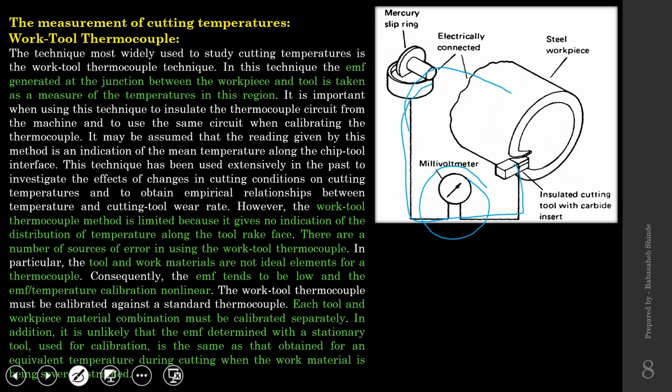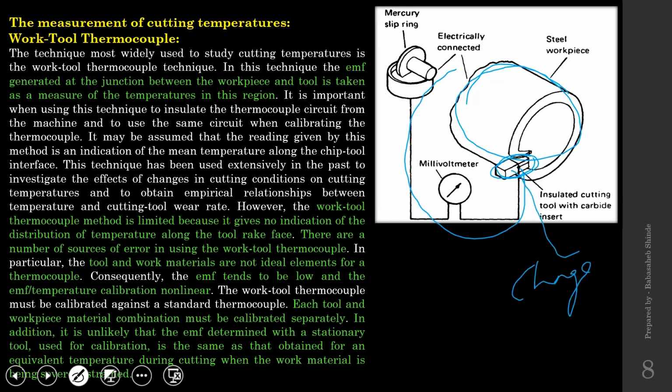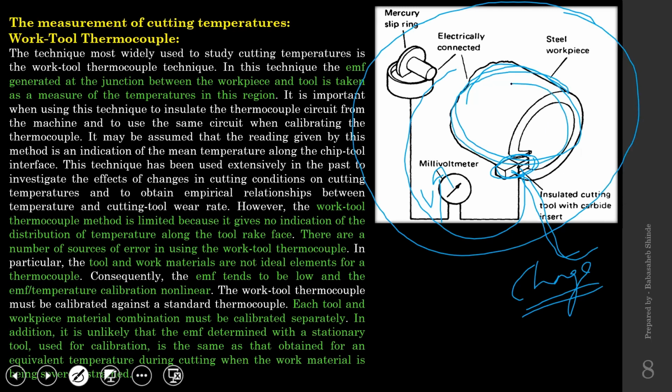What are the limitations? Here, I am making the cutting tool as well as the workpiece a part of the temperature measurement system. So if I change the cutting tool, the whole system has to be recalibrated, because as I change the cutting tool, the voltage generation rate is going to change because the material has changed. Similarly, if I change the workpiece material, again the system has to be recalibrated.